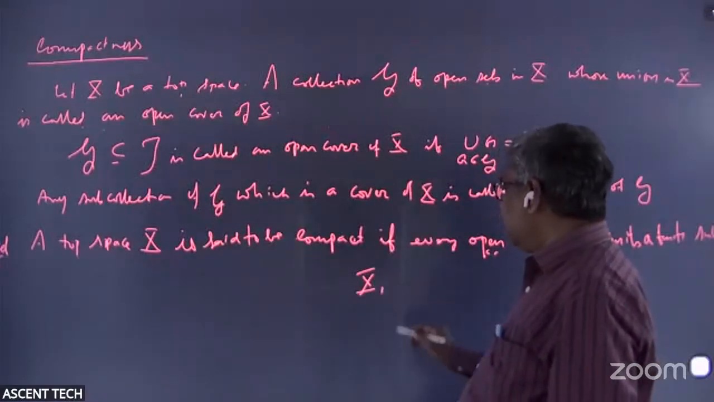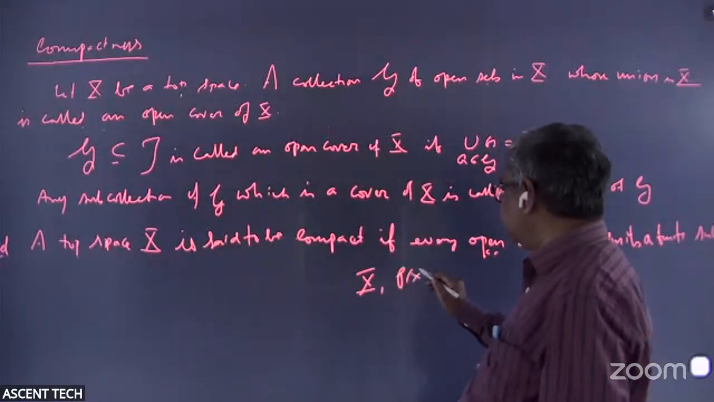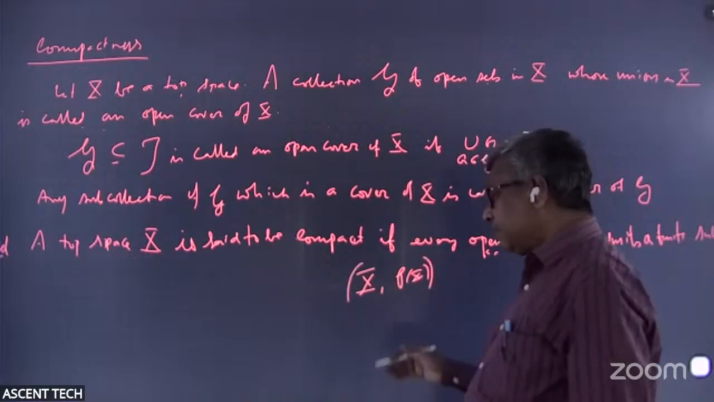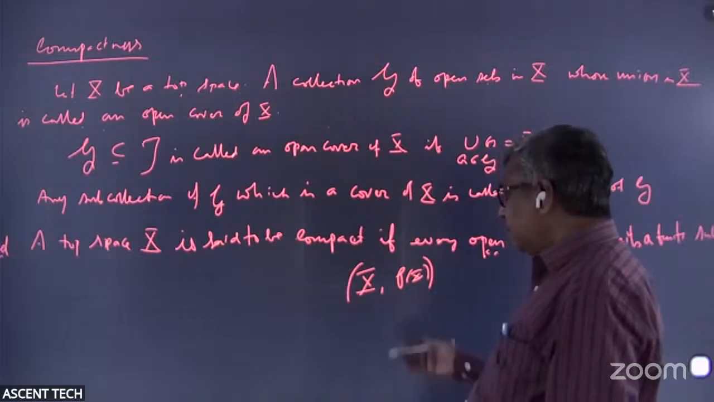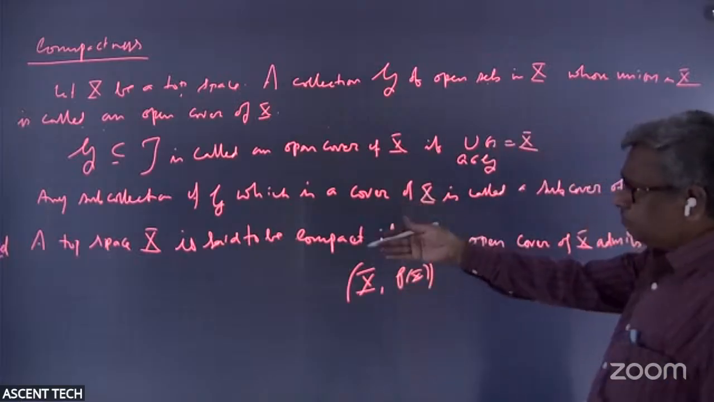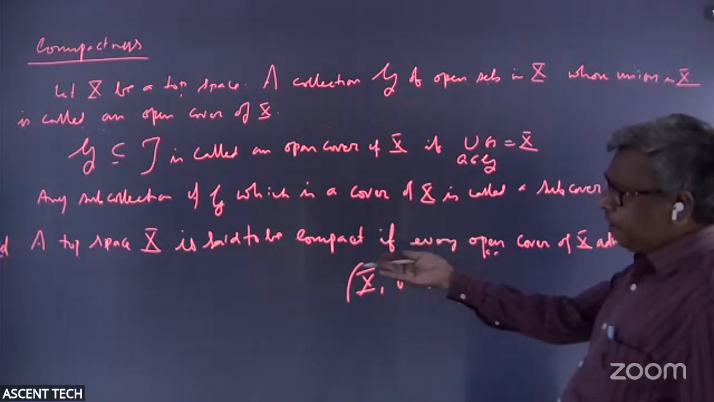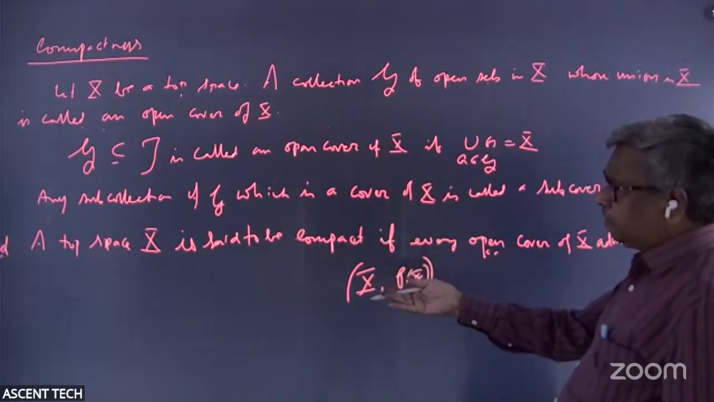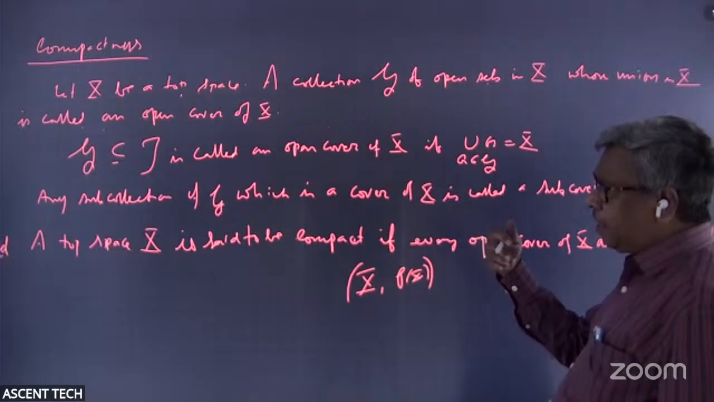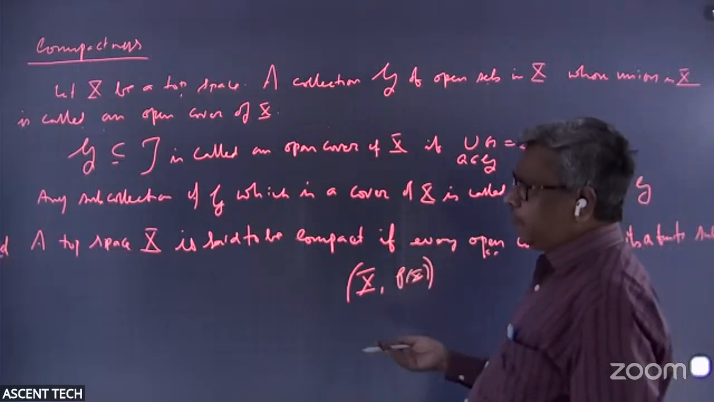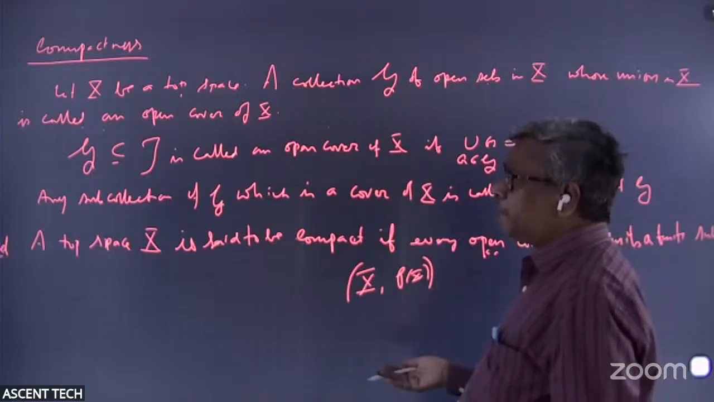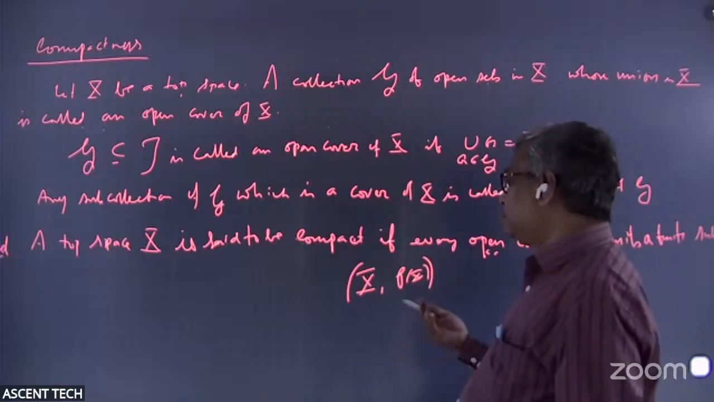For example, if X is an infinite set and you have the discrete topology on it, then every subset of X is an open set. I didn't talk about a subset being compact. If a subset is compact, it means the subset inherits some topology from the topology of X, so it has its own topology. With respect to that topology, it's a compact space. Then that subset is said to be compact.